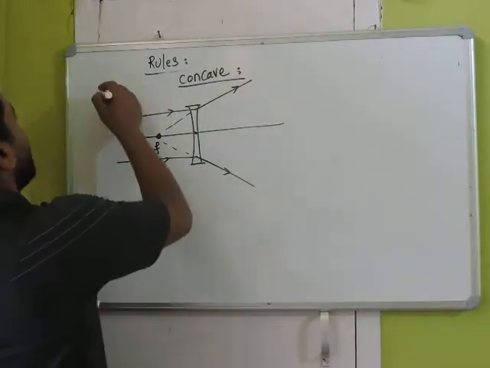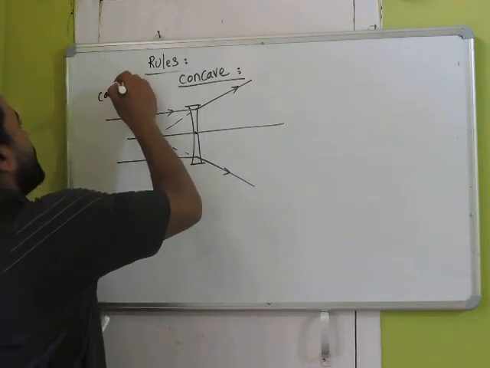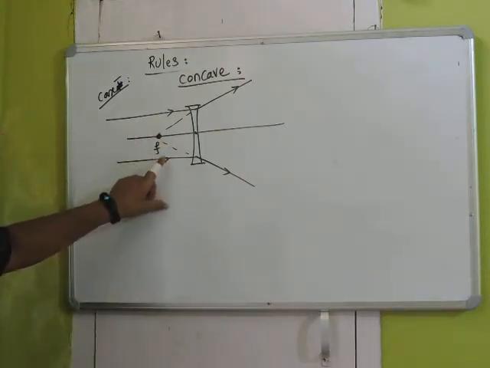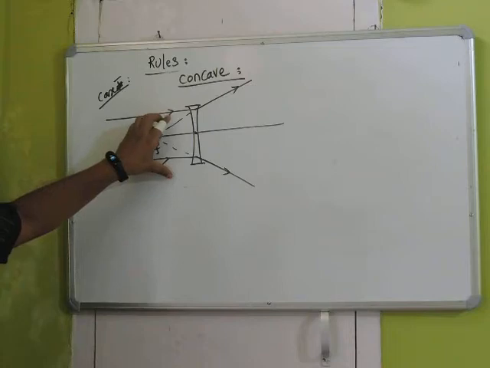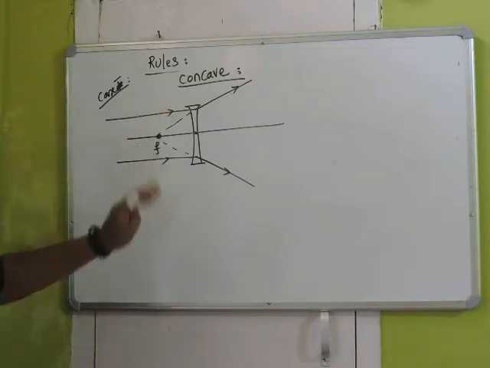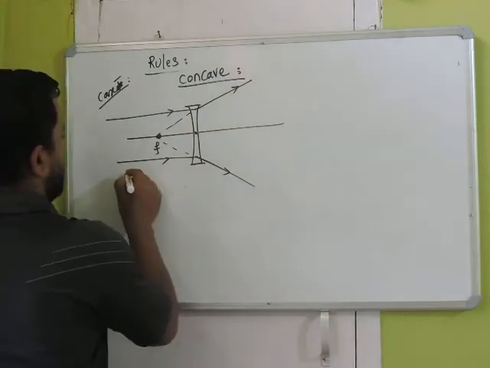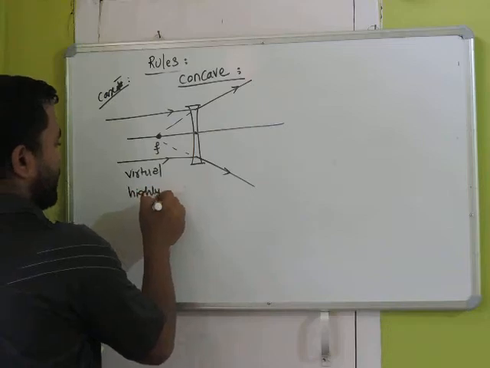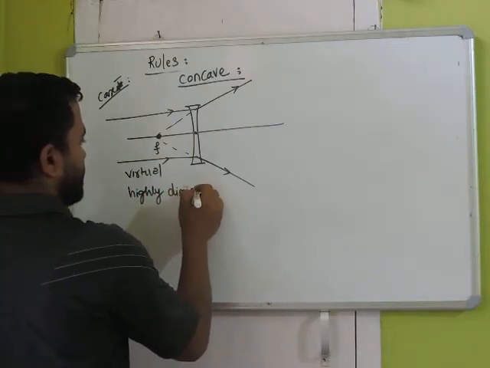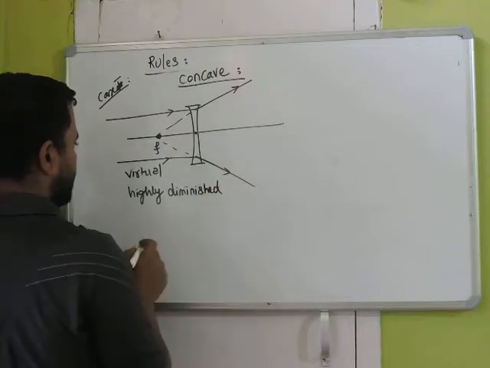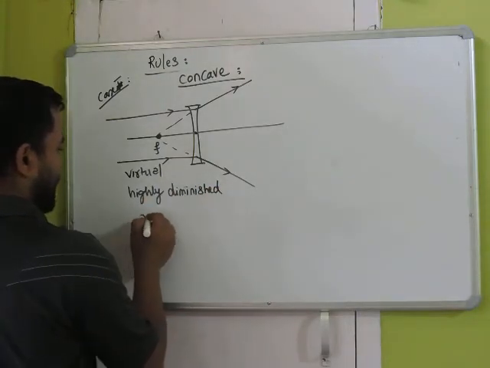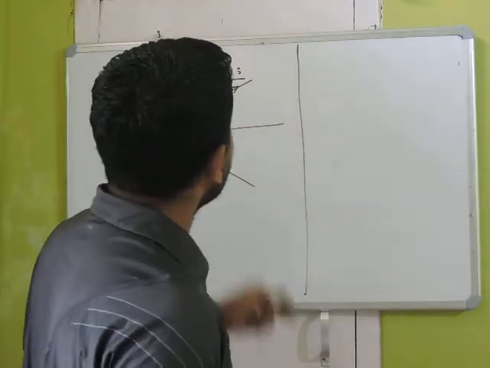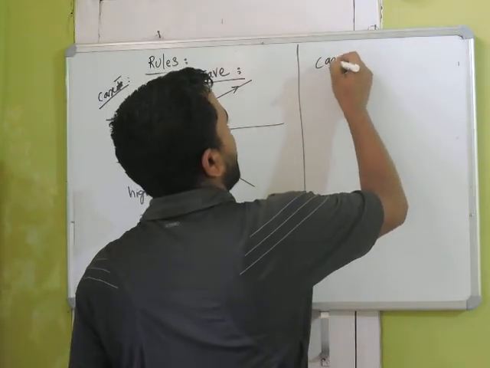So case 1, in case of concave lens, you have to draw these two rays and you'll get the image here, and that's done. And this is virtual, highly diminished, and at f.